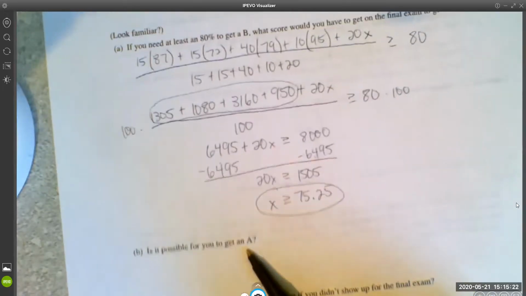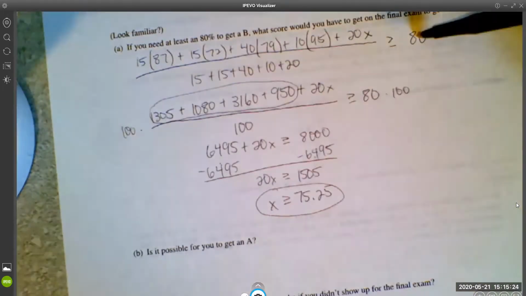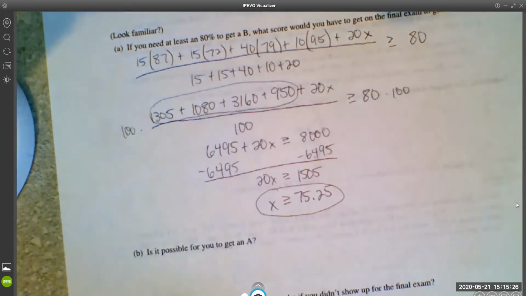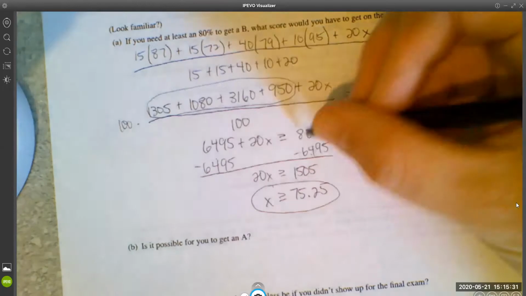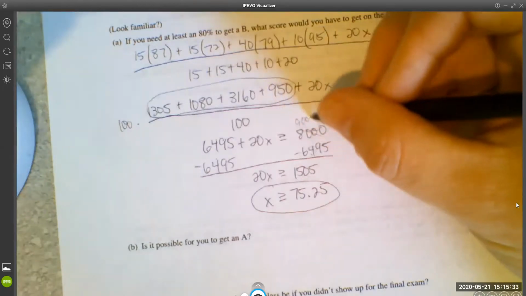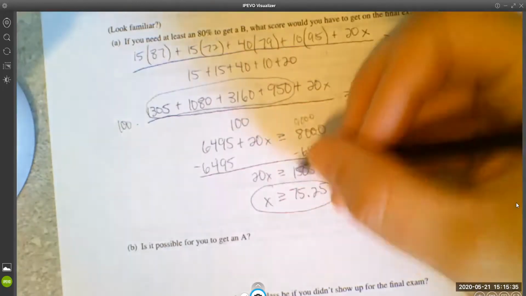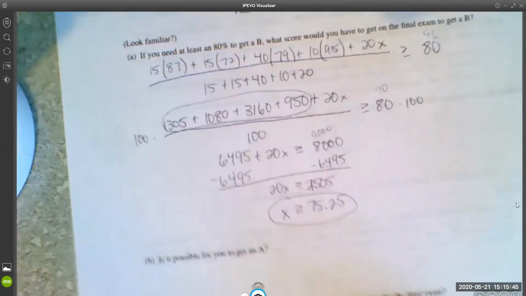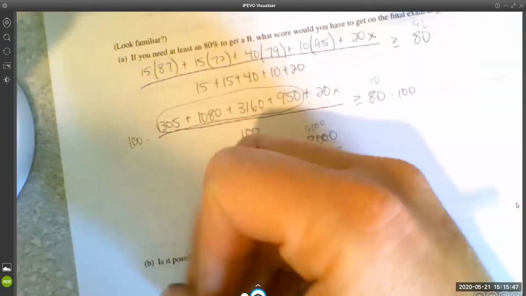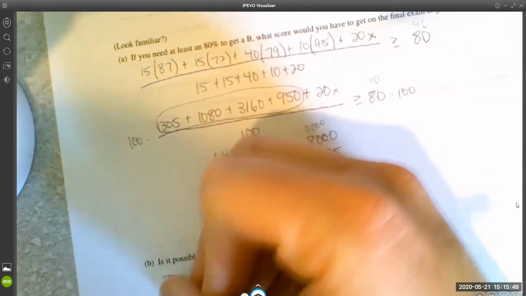Well, to answer that question, you would do all the same work, only instead of an 80 here, you would have a 90, right? So you change this to a 90, a 90. That makes this a 9,000 instead of an 8,000. And that would make this a 2505 instead of a 1505. And let's see now, 2505 divided by 20 is 125.25.